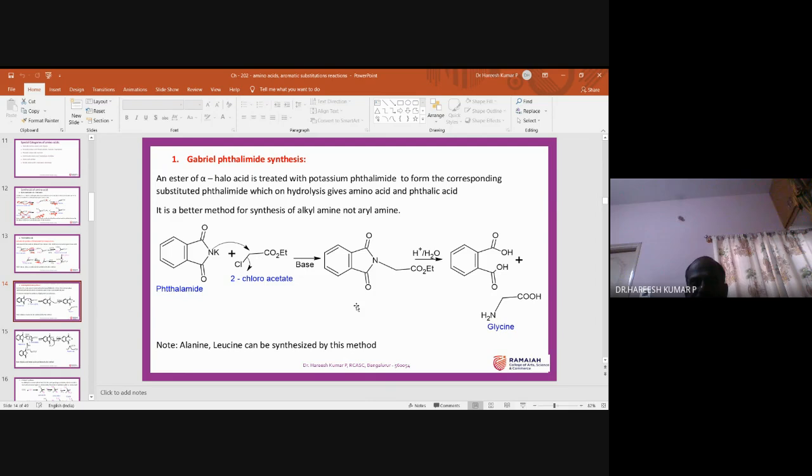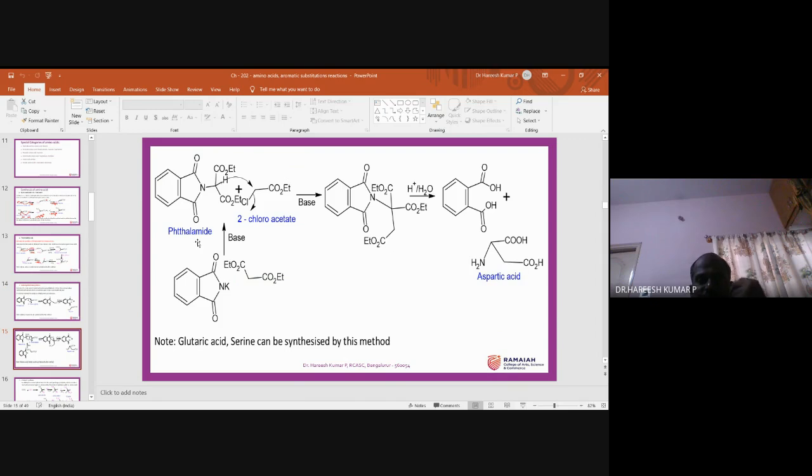So glycine. Suppose if there is a substituent at this position, that I will discuss in the next slide. So I will go to the next slide. Here I am taking a different compound. You just observe. So malonic acid I am taking here.